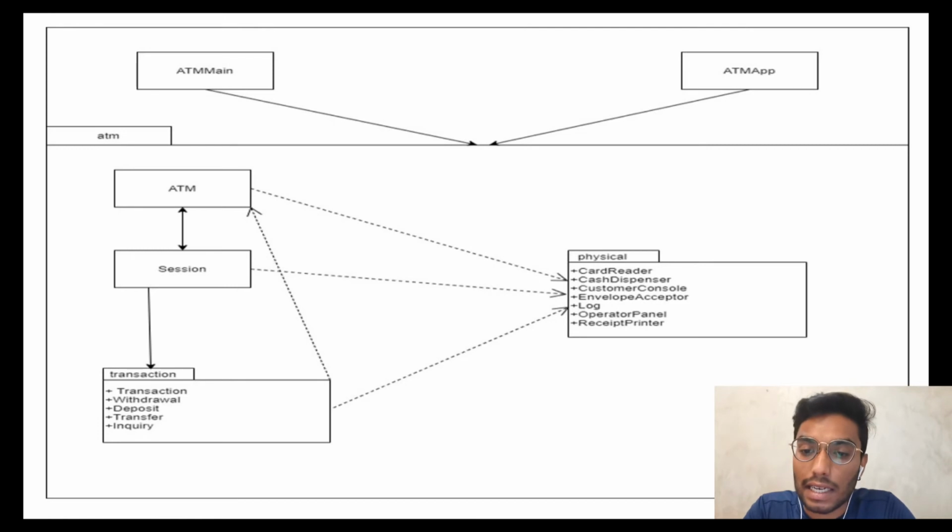Each of these classes in turn depends on the package ATM, which consists of the class ATM that represents the system as a whole, and the class session that represents one session. ATM depends on the session and vice versa, since the ATM creates a session and each session in turn uses the ATM to interact with the customer. As you can see, the sub-package transaction contains the classes used to represent individual transactions that customers initiate. For example, there's transaction, withdrawal, deposit, transfer, and inquiry.